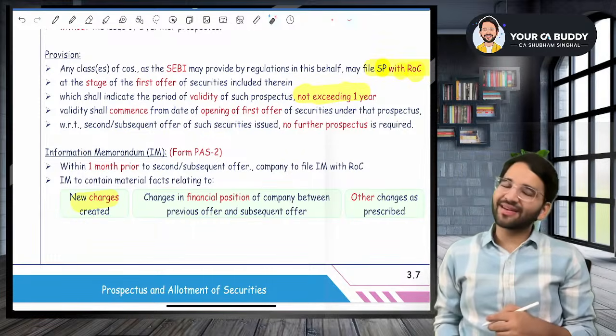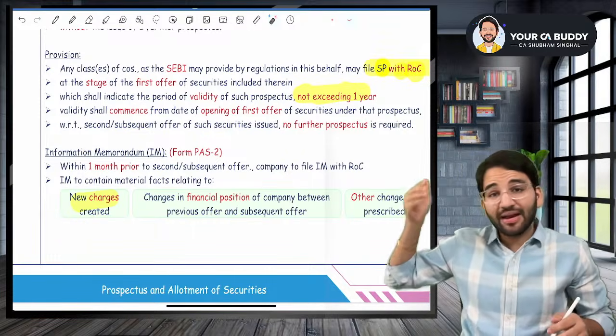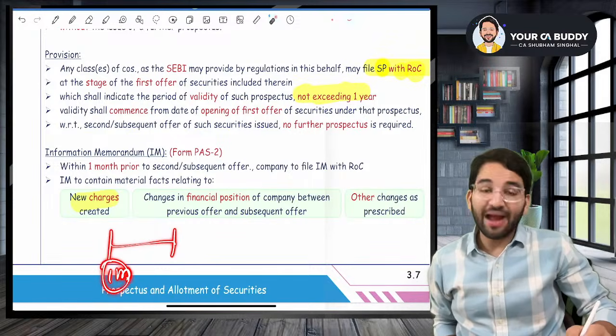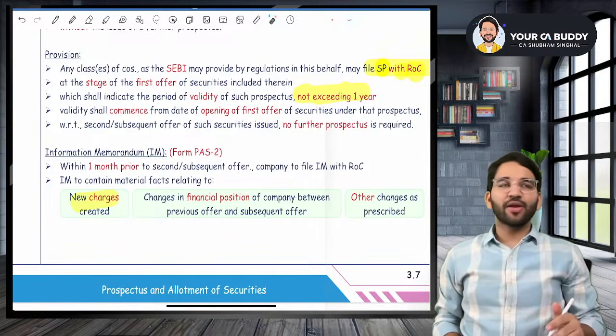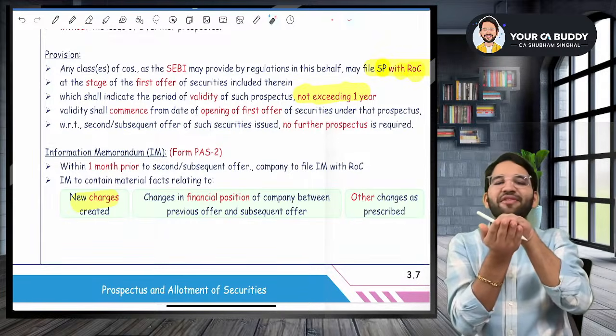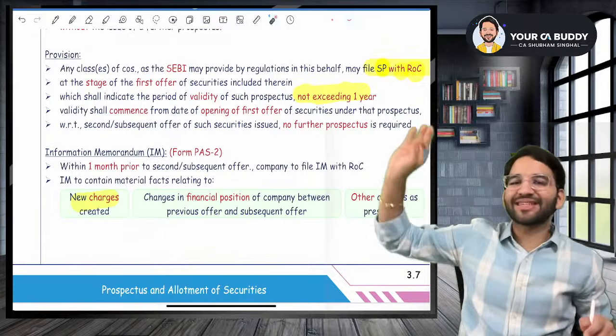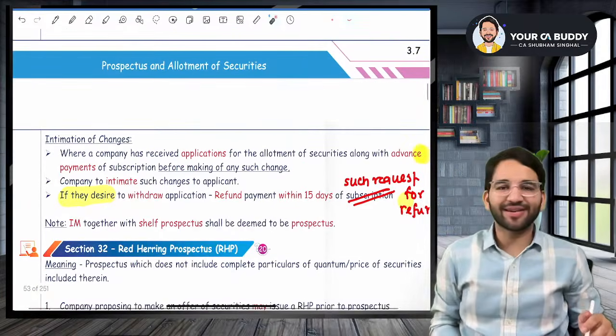CFO. So basically these are the 3 things that you need to put in the information memorandum that you are going to issue 1 month prior to the issue for every second or subsequent offer. So shelf prospectus along with the information memorandum together will be deemed as a prospectus. It will be considered as a prospectus. Together they will be considered as a prospectus.